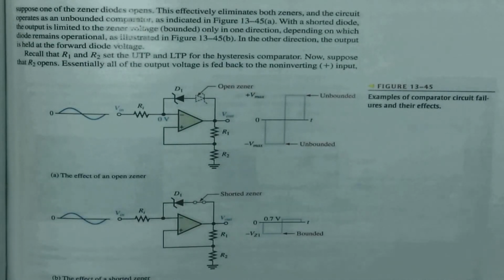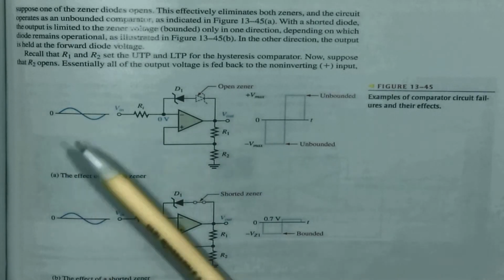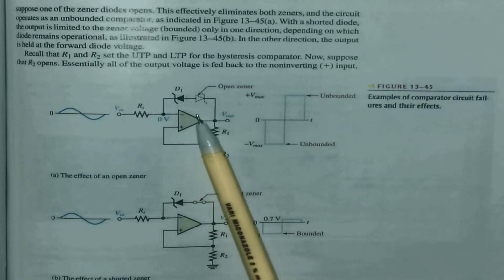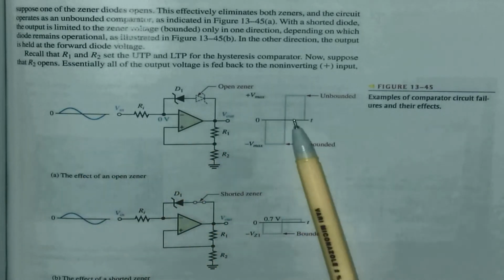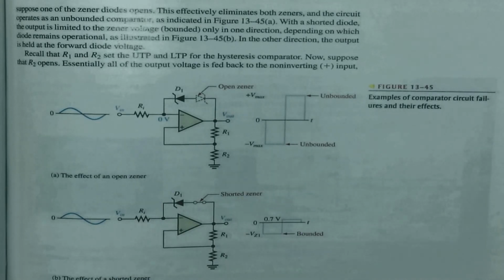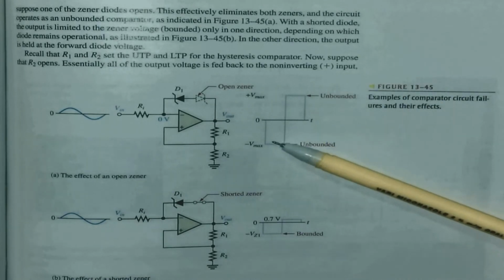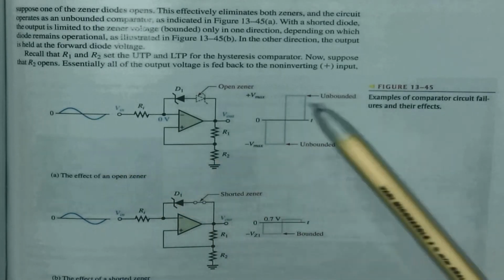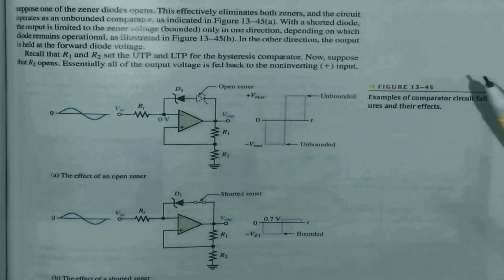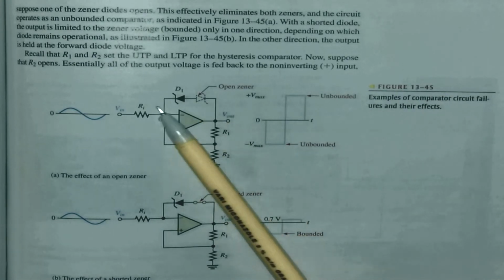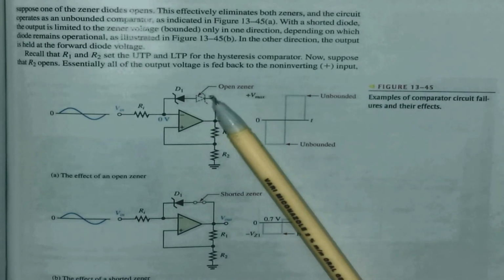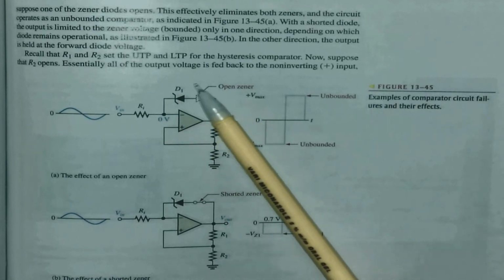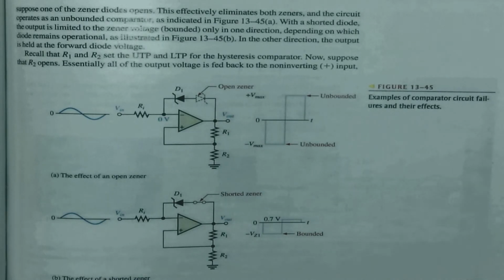Right, let's have a look at A. Figure A, the effect of the open Zener. Now let's have a look. I apply a sine wave. You can see the input is here at my inverting input. That means it should be 180 degrees out of phase. If I go positive, the output should go negative. But now what happens? It goes to minus maximum. When the input goes negative with respect to my reference, then it goes positive. Now, what does it indicate? That indicates there's no bounding. All right. If there's no bounding, one of the possible problems will be an open Zener diode.